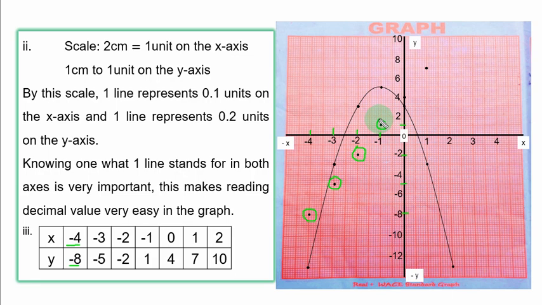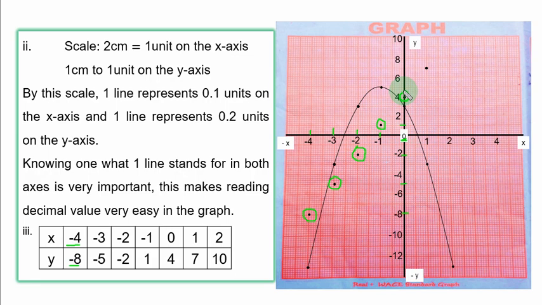Okay, we've jumped. We're supposed to have 0 first. When s is 0, y is 4. When s is 0 here, y is 4. You plot it directly on the y-axis.